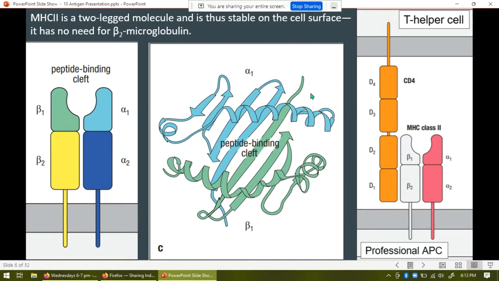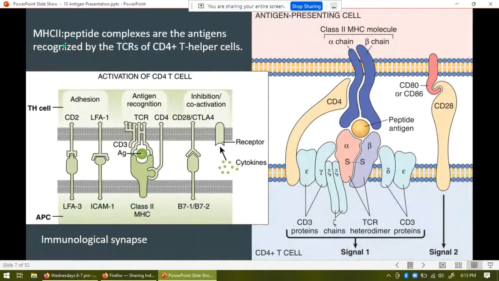And of course, MHC2 peptide complexes are recognized by T helper cells, CD4 positive T cells, right? And CD4 binds to the outside of MHC2 during antigen presentation. That should be reviewed. Okay. So MHC2 peptide complexes, those are the antigens recognized by CD4 positive T helper cells. And this is a figure showing you the identical thing as the slide on cytotoxic T cells. And then this is what it looks like in a little bit more of a structurally accurate depiction. Still a cartoon, but this one is more of what it looks like. So it's sort of showing you the same thing here.